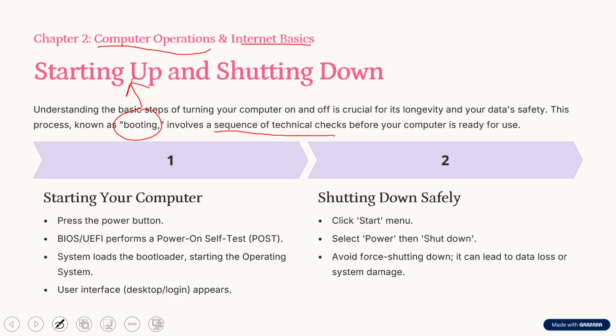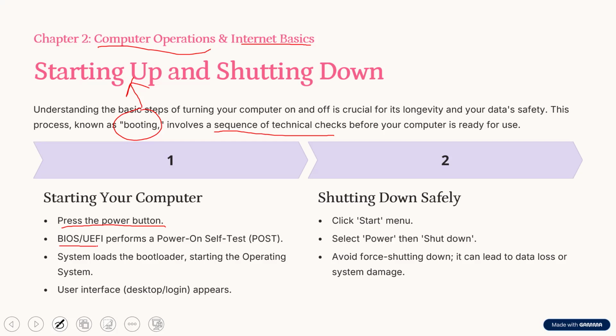Now, some of these checks are just to ensure that the environment is safe for the operating system to load. So, for instance, once you press the power button, then there's what we call the BIOS. BIOS means basic input and output system. It performs what we call the POST. POST means the power on self-test. What does it actually mean? It simply means that the computer is going to check the functionality and availability of the very essential hardware components.